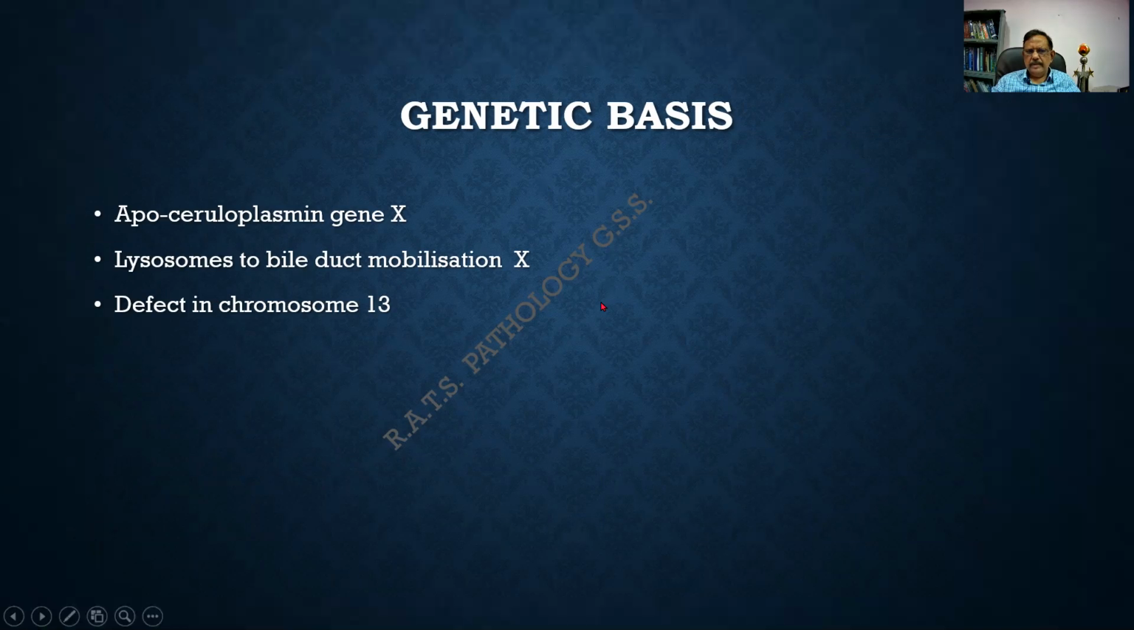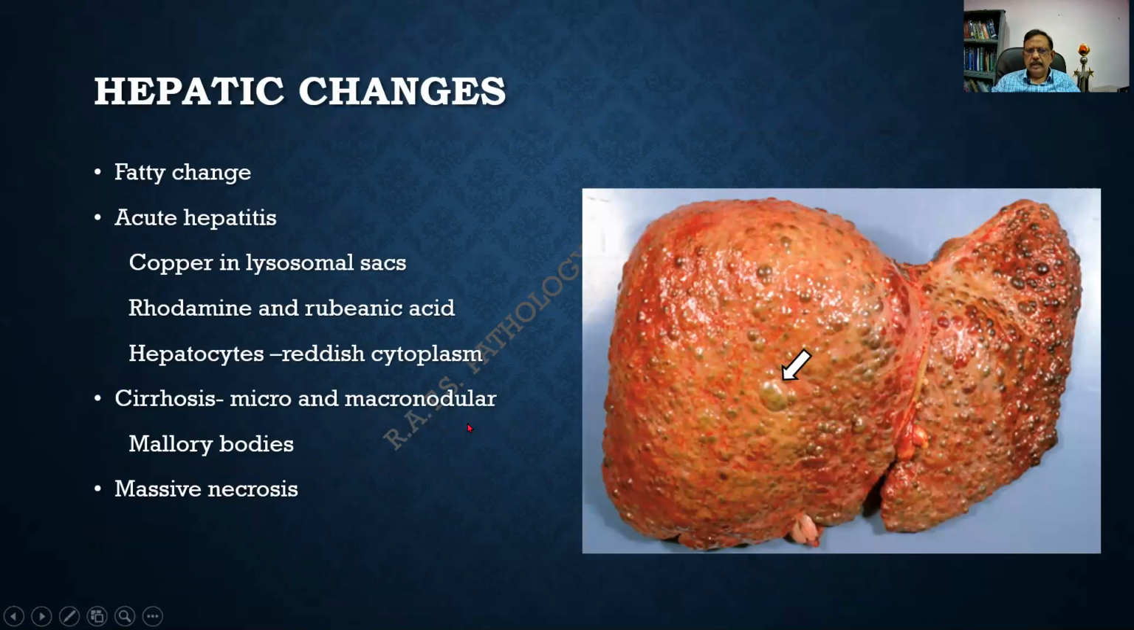These are the genetic basis of it. If possible, please do remember at least chromosome 13. And there is a particular gene in it called the apoceruloplasmin gene, which can be defective. What are the organ changes? As I had mentioned, always think of the subheadings. The subheadings will take you to the answer. We had seen the mode of inheritance, the pathogenesis, and now we are coming to the pathology.